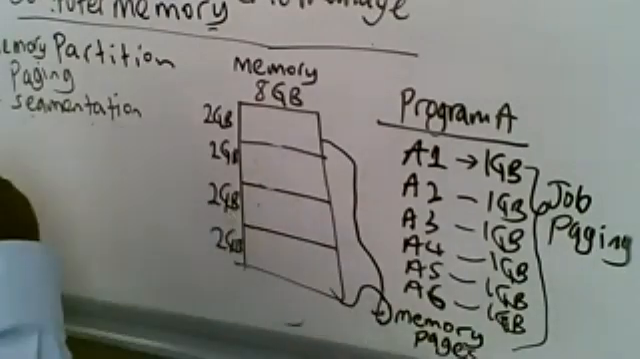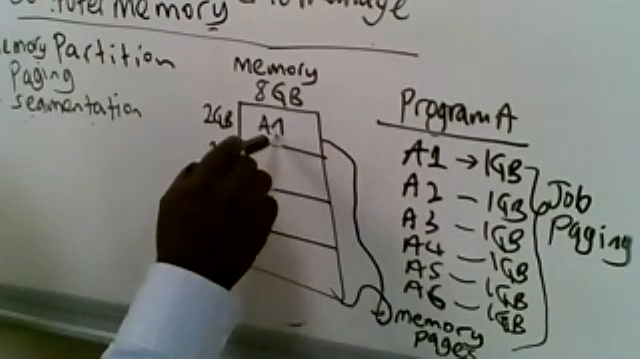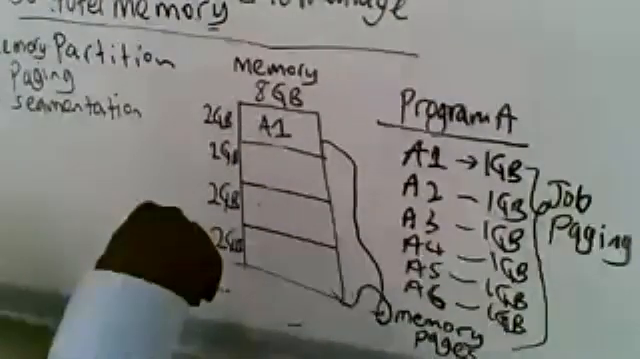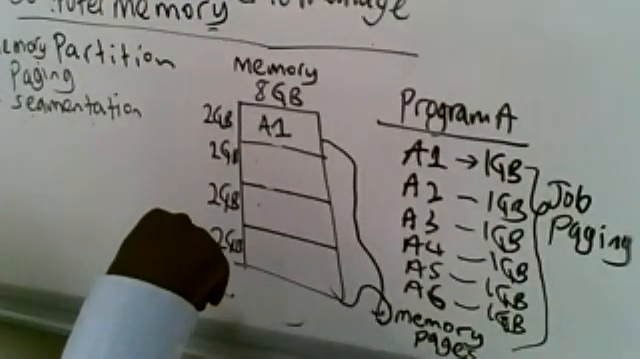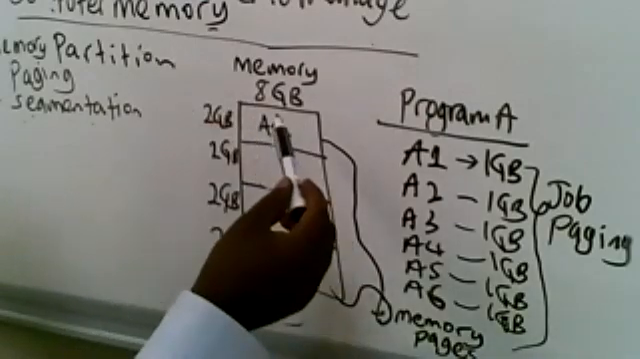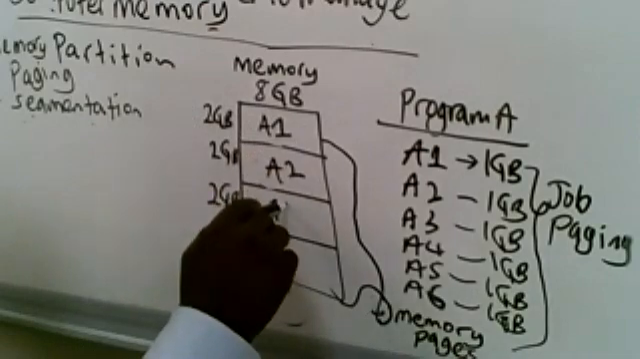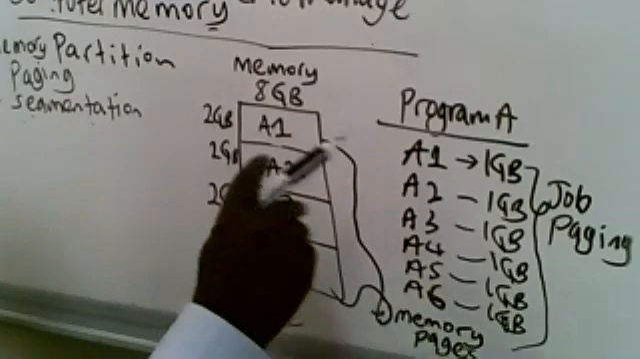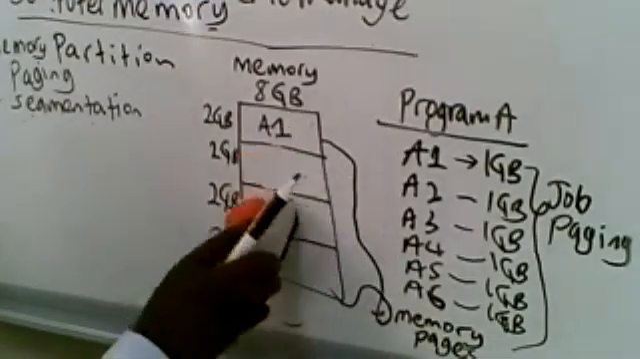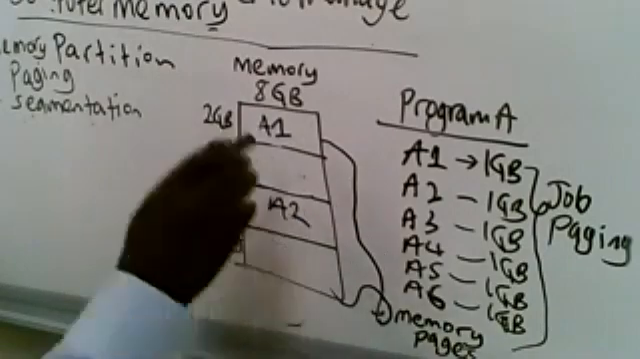Number one, if they fit here, it means that these job pages don't have to be arranged one after another. They don't have to be arranged inside the memory from one part of the memory after another, like this. No. We can have these job pages scattered within the memory.